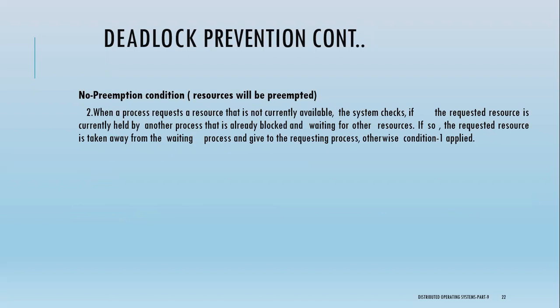Second, when a process requests a resource that is not currently available, the system checks if the requested resource is currently held by another process that is already blocked and waiting for other resources. If so, the requested resource is taken away from the waiting process and given to the requesting process, otherwise condition 1 is applied.